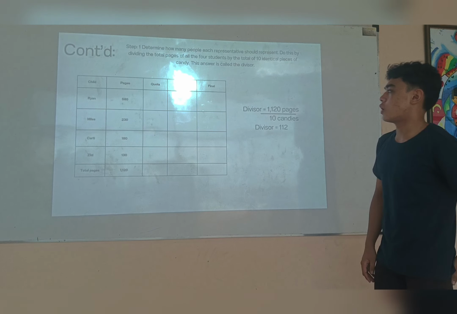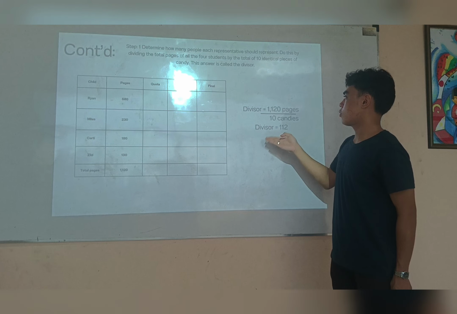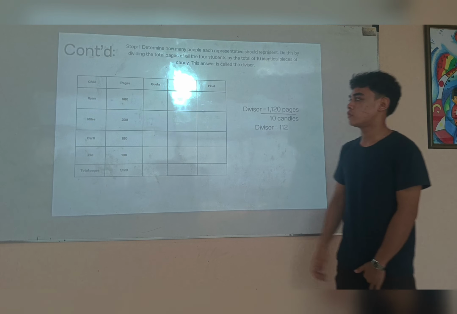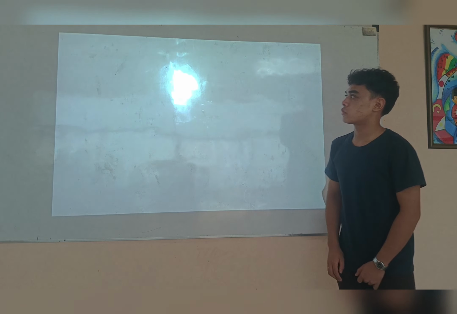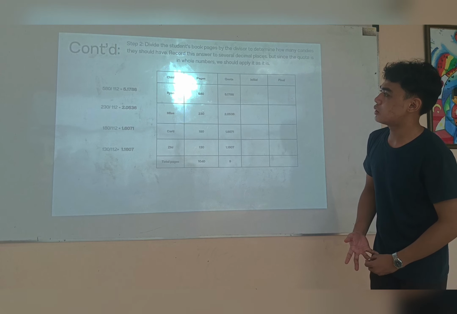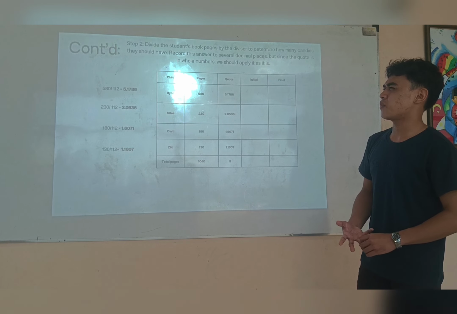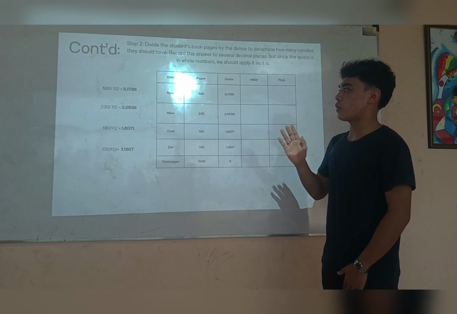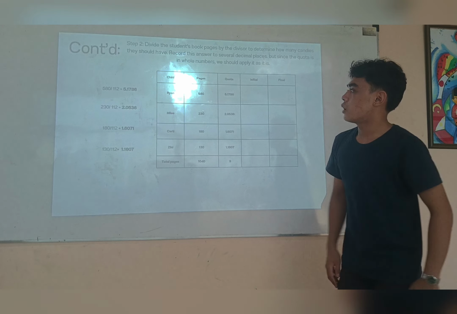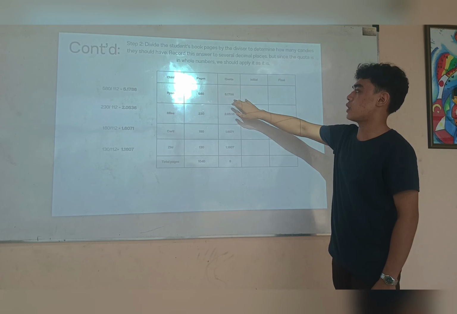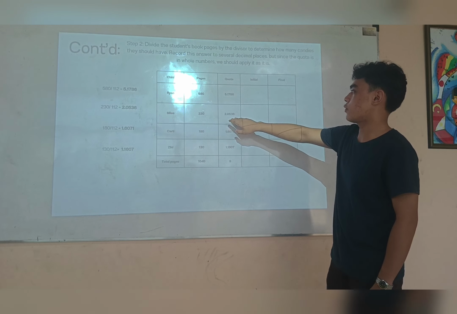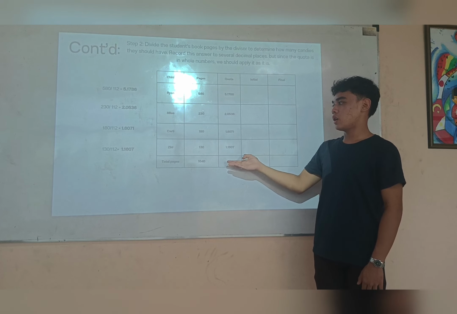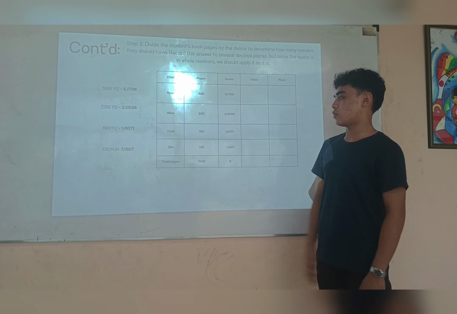In step 1, we need to find our divisor. Our 1,120 pages will be divided by 10 candies to give us the answer of 112. In step 2, divide the pages read by each student by our divisor, which is 112. Ryan will have 5.1786, Miles will get 2.0536, Carty will get 1.6071, and Zil will get 1.1607.